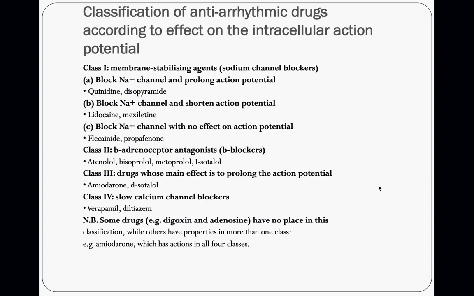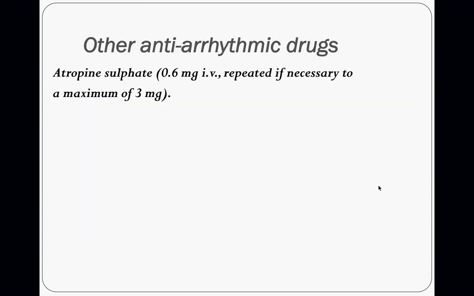Other drugs, next slide. Atropine, which is atropine sulfate, is used in treatment of cases of heart block by giving 0.6 mg IV repeated to a maximum of 3 mg. If it does not work after 3 mg in cases of heart block, the next step is what we use, isoprenaline, and if that fails, it goes to a temporary pacemaker.